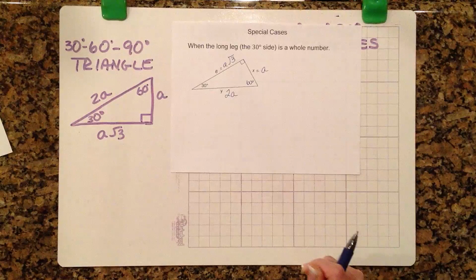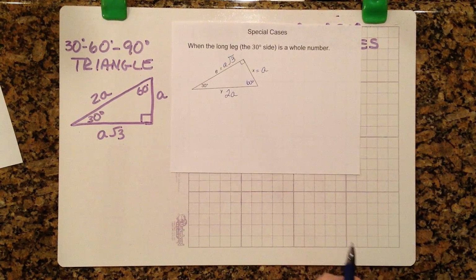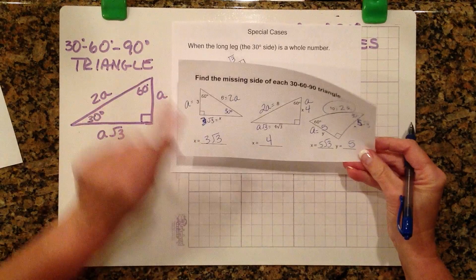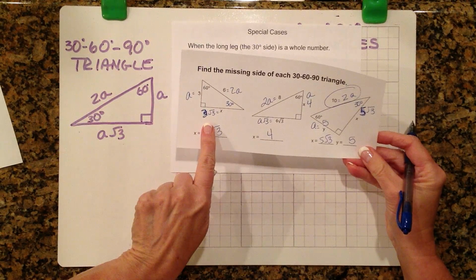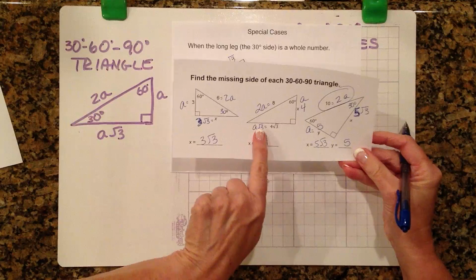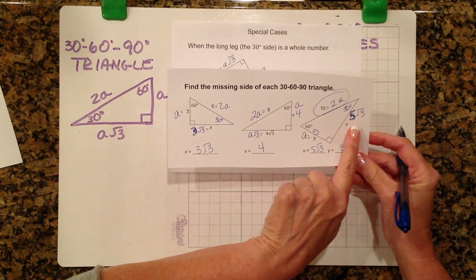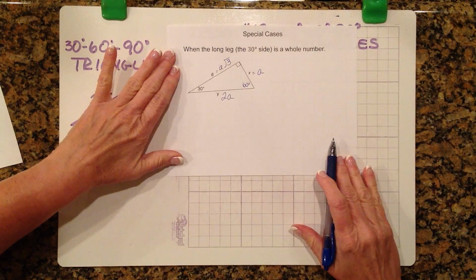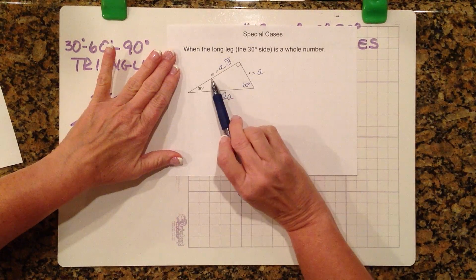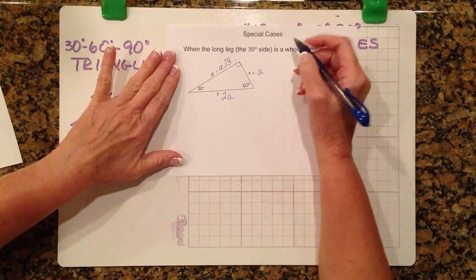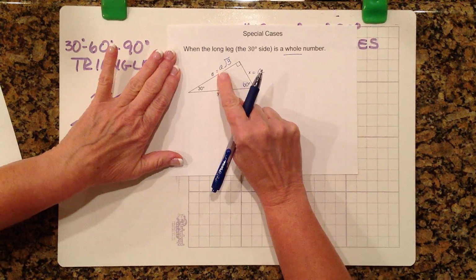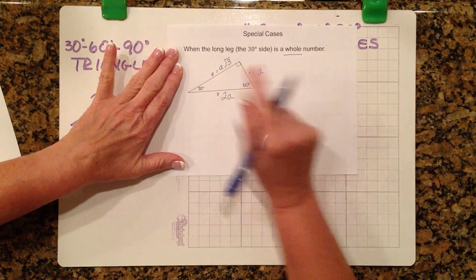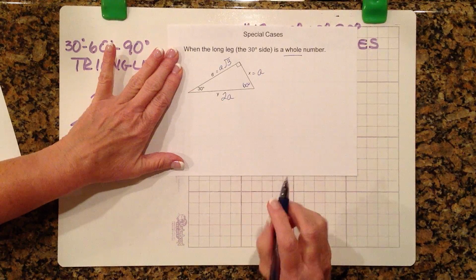So this is a special case right here. If you notice the other examples that we did, our 30-degree side always had a square root of 3 in it. However, now you've got a special case. This 30-degree side is a whole number, so I've got to find out what A is. I've got to solve for A so I can find these two.